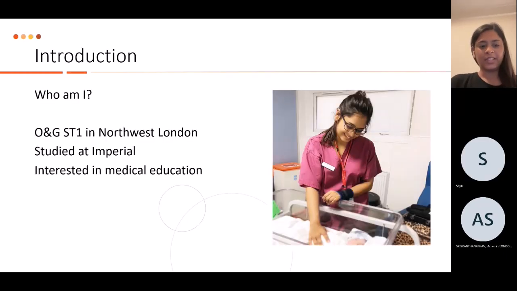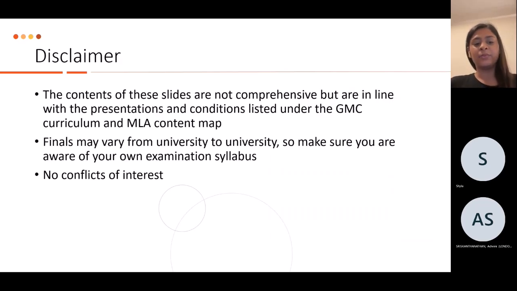So we'll just get started. Just a little bit about myself. I'm an obs and gynae trainee in Northwest London. I studied at Imperial, and I'm very much interested in medical education, if it wasn't obvious from doing this talk today. So this is going to be a whistle-stop tour on gynaecology, which is still a very large topic.